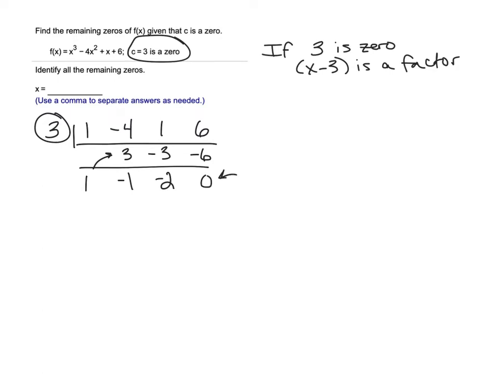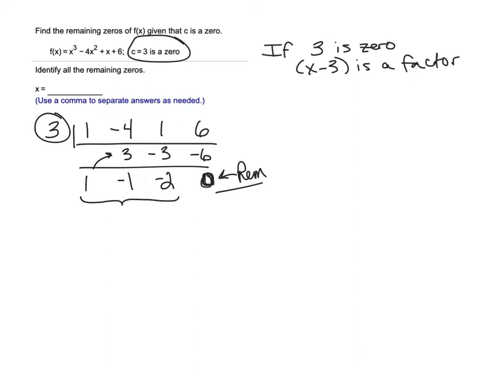So remember, in synthetic division, this is the remainder. The fact that 3 is a 0 means that we should get a remainder of 0. So if you ended up getting something that didn't divide evenly, you've done something wrong. Okay, so what do we get? Our quotient. These numbers right here make up our quotient.